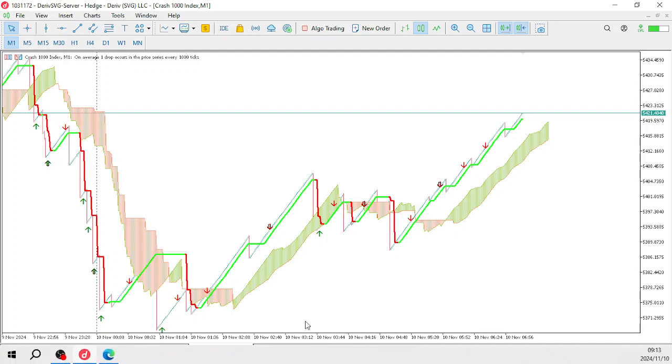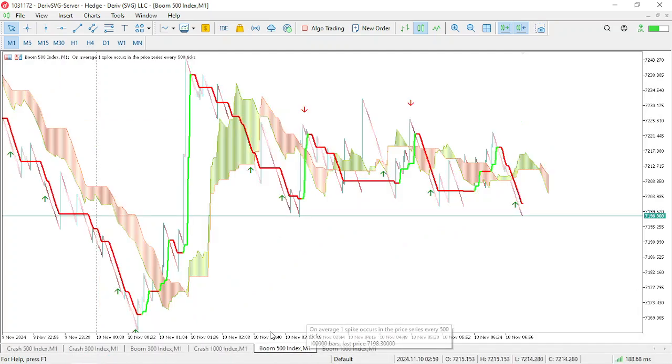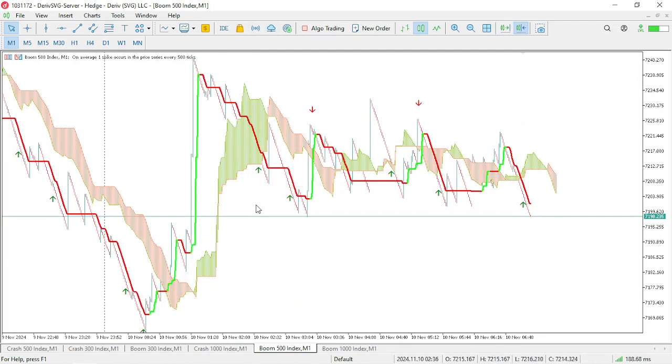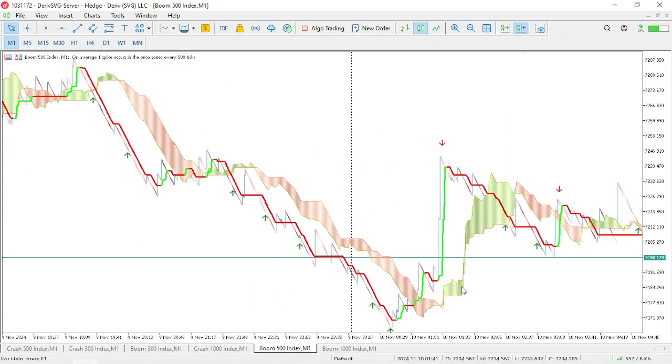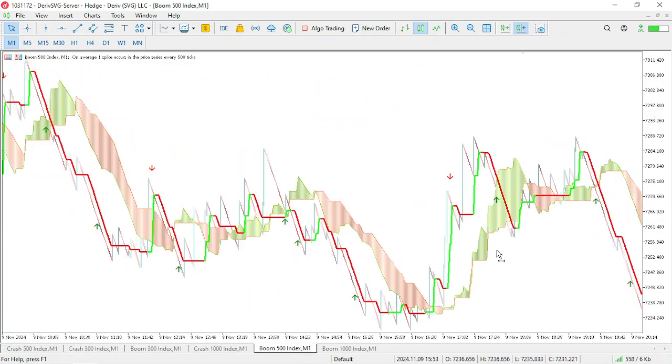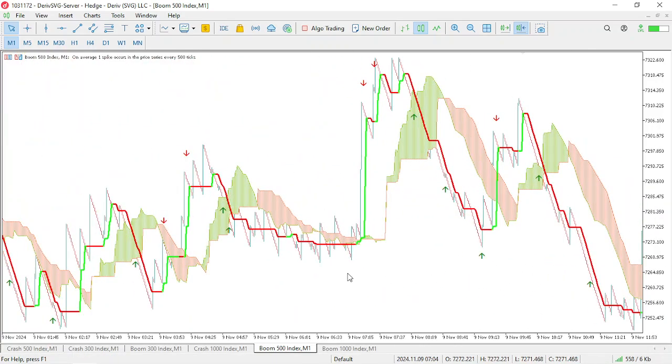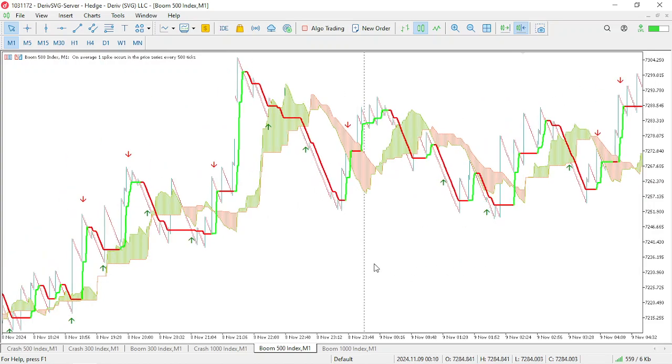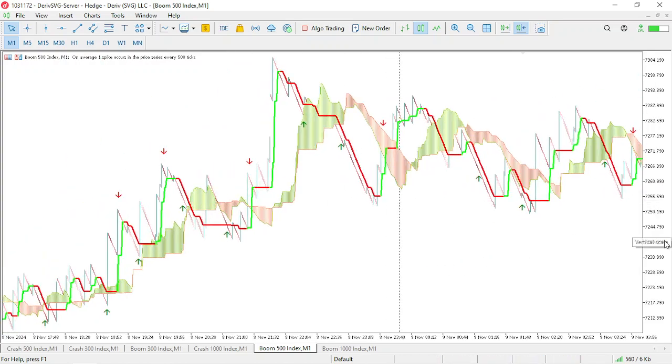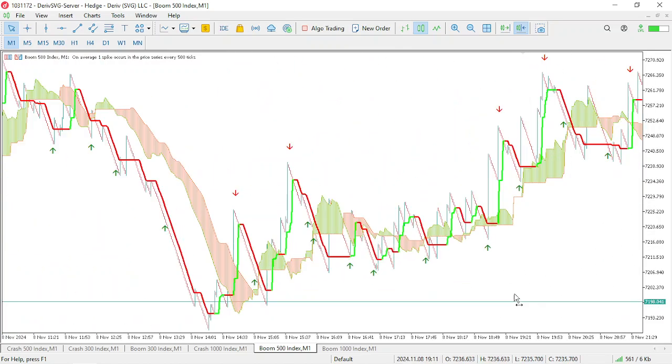Okay, let me just go to a different pair. Boom, 500. This one wasn't really it. It's a consolidation period, as you can see, not really a push to the upside, green and red cloud. So let's just work it back to where there was actually a decent push to the upside. So it broke the cloud, under the cloud, breaks the cloud, you get a buy signal.